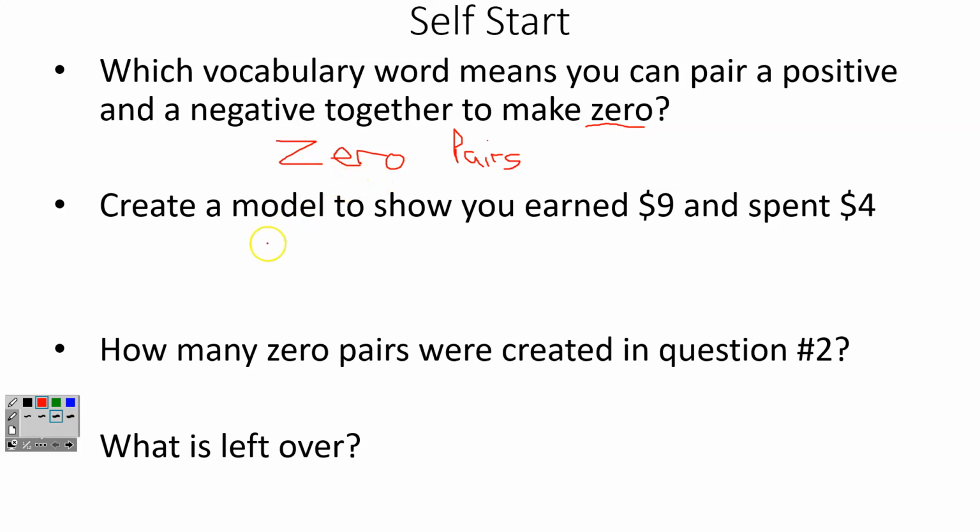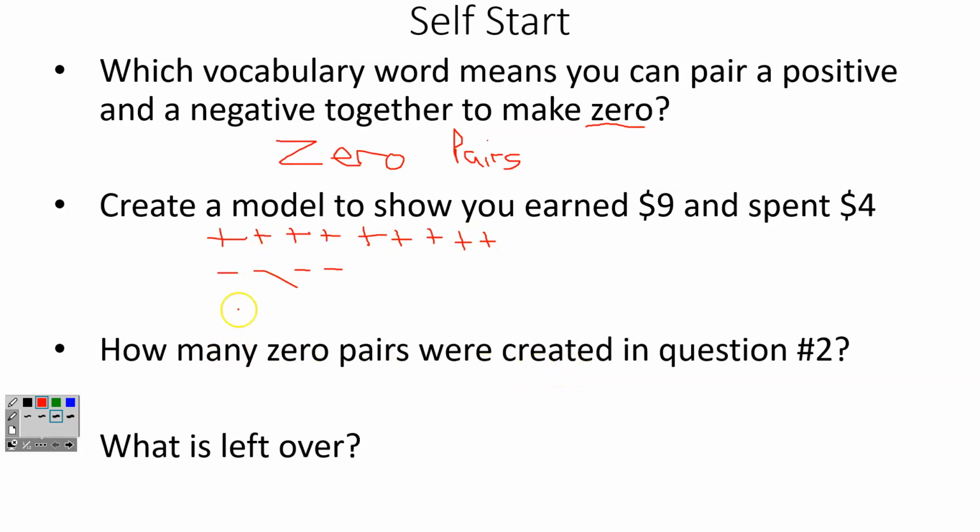So create a model to show that you earned $9 and spent $4. Hopefully your model looks something like this, where you have 9 positives, because when you earn money, that's a good thing. 7, 8, 9. Spent $4. Whoa, that one's really bad, but that's okay. So there's your model right there.